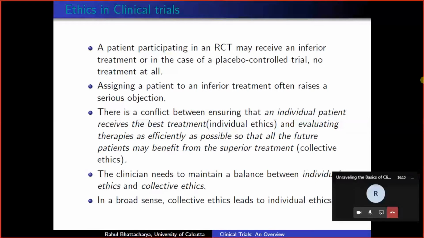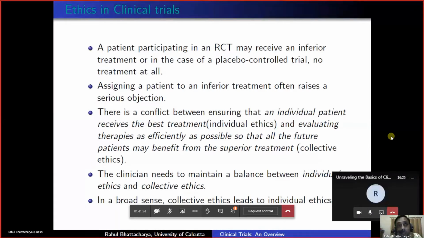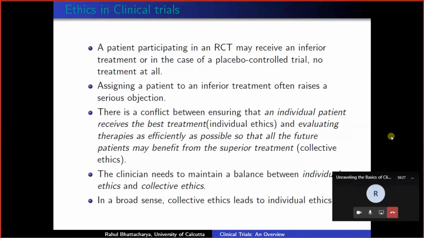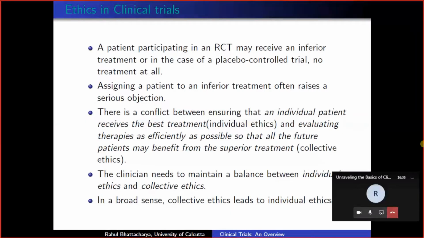But there is a serious objection, because if you assign most of the patients, say 90% or 95%, to one treatment and 5% to the other treatment, how do you compare the results? One is getting 95% of the assignments and you get 95% of responses from one treatment arm and only 5% of responses from the other treatment arm. There must be some inferential issue, that one is getting higher weight and the other is very low. So you have to make a balance between these two, that is, individual ethics and collective ethics.